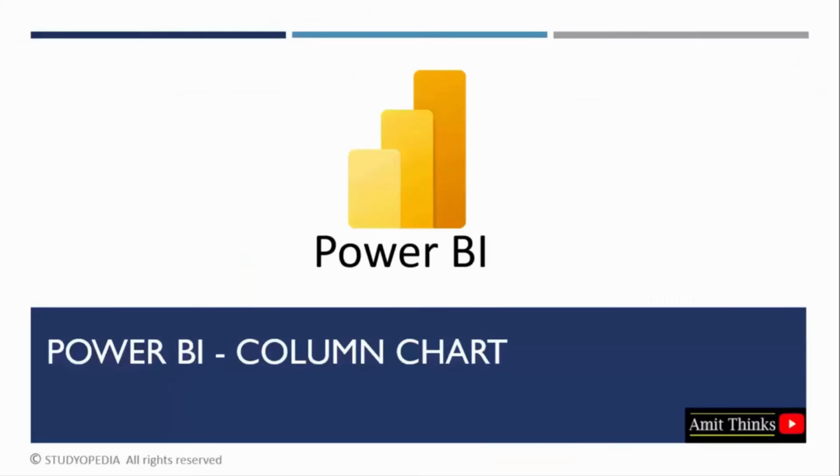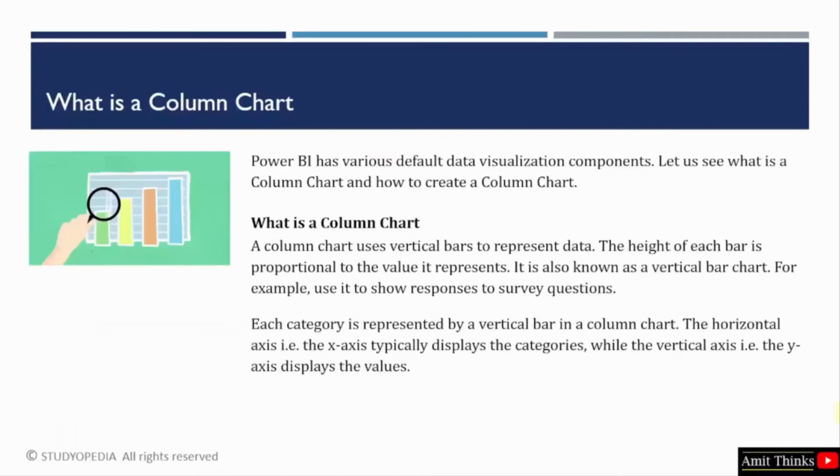In this lesson we will understand what is the column chart and how we can create a column chart in Power BI. With that we will also format the column chart after creating it. Let us see. So a column chart basically uses vertical bars to represent data as shown in the following figure. You must have seen this chart before. It is also considered as a vertical bar chart.